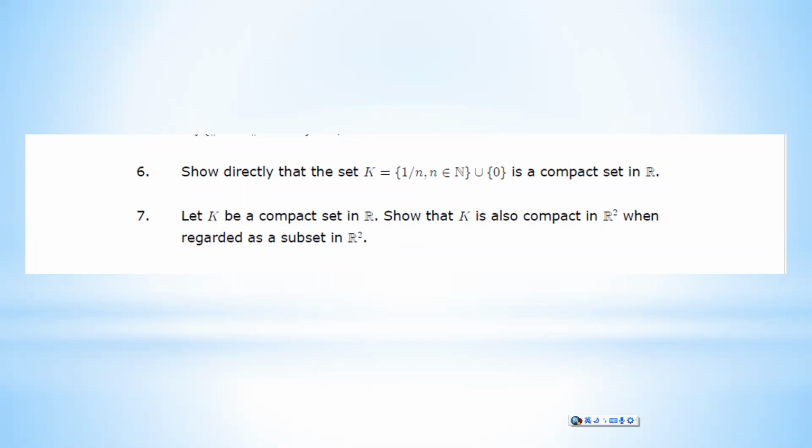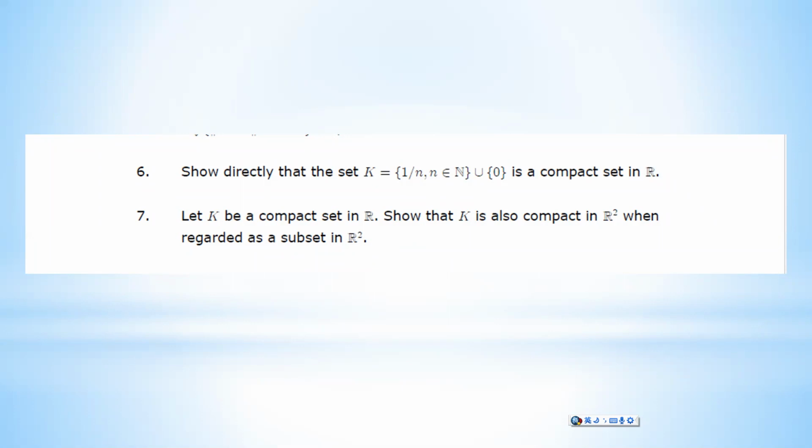Number seven is saying that if K is a compact set in R, we are going to show that K is also compact in R2. Now, what do I mean by this?